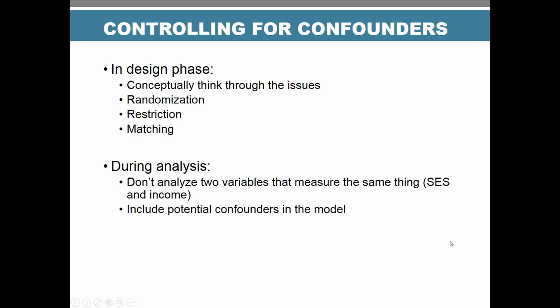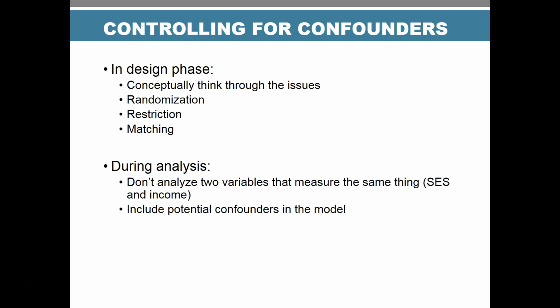Okay, we can control for our confounders, and we can do this in the design phase. Conceptually, we want to think through the issues. So we want to think about what we're trying to measure and what else might be related to that. If I'm trying to study the relationship between pregnant women and their fructosamine levels and the birth weight of the baby, I need to think about what else could be related to these that I need to consider.